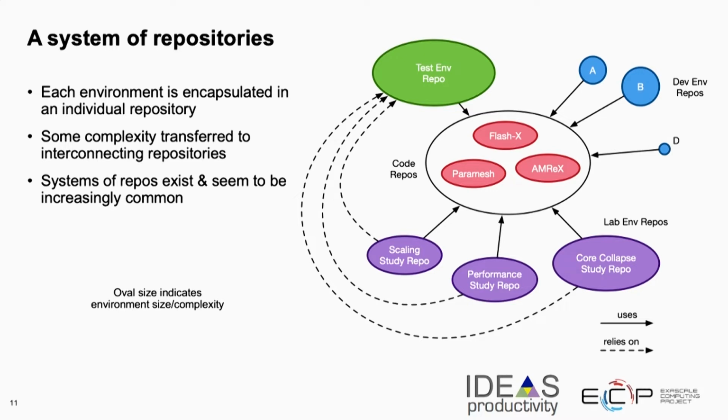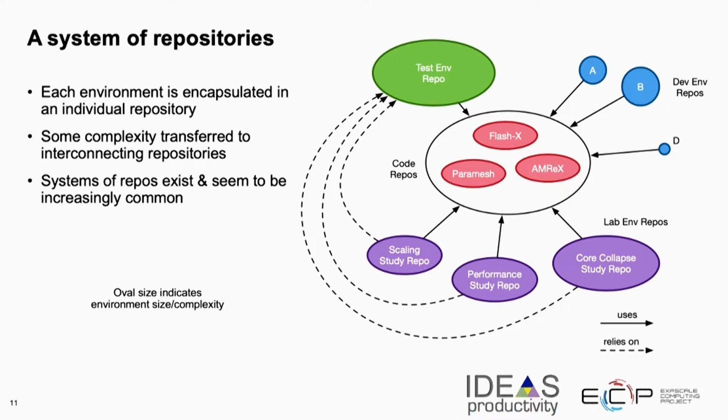If you were on a large team, or a team of teams in a distributed sense, I'm sure you've been using systems of repositories for a very long time. Here is an example of what a system of repositories might look like for FlashX. We have FlashX sitting in its code repository. It needs functionality from Paramesh and AMRX, each of which is in its own repository. Together, this subsystem forms a code repo.